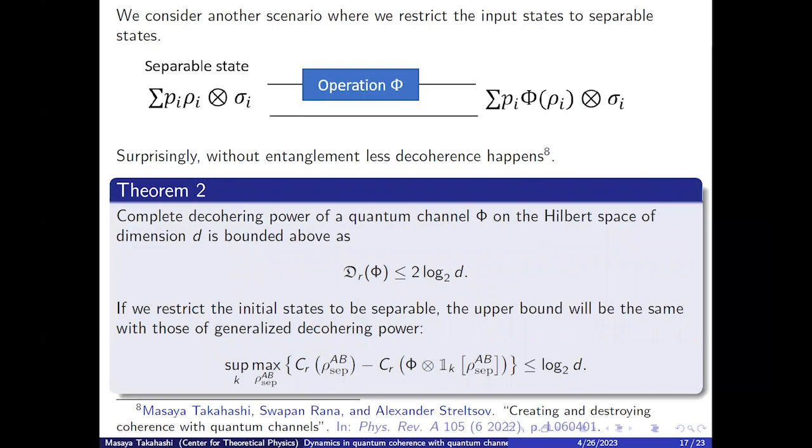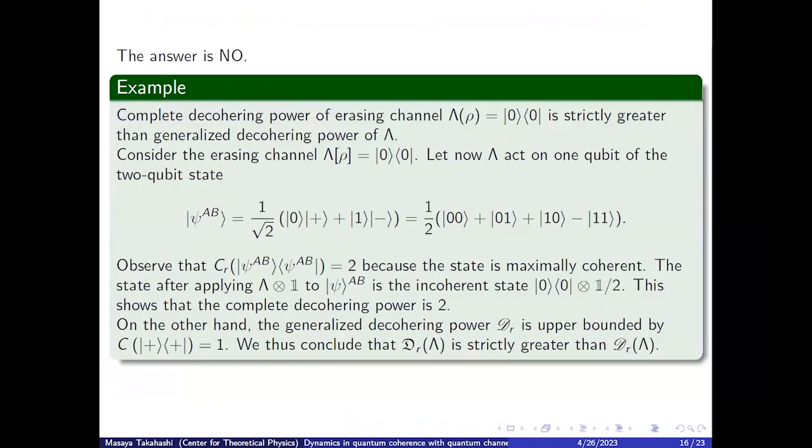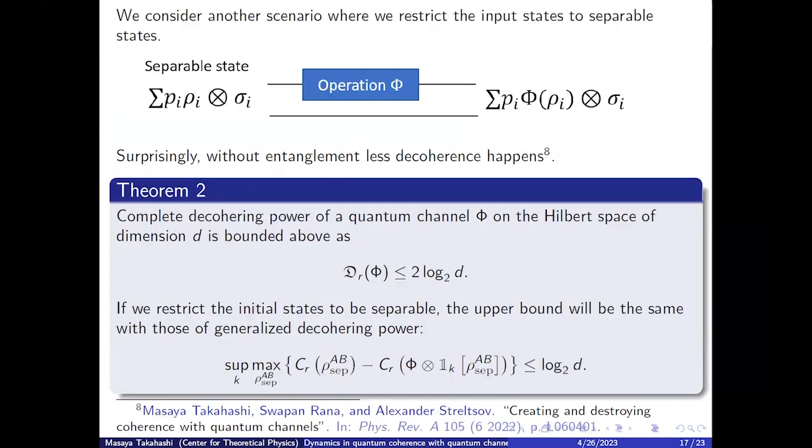So then we saw that complete decoherent power is greater than general decoherent power, but why is there a difference between the complete decoherent power and decoherent power? Then I thought, okay, maybe some correlation or entanglement does something to decoherent power.